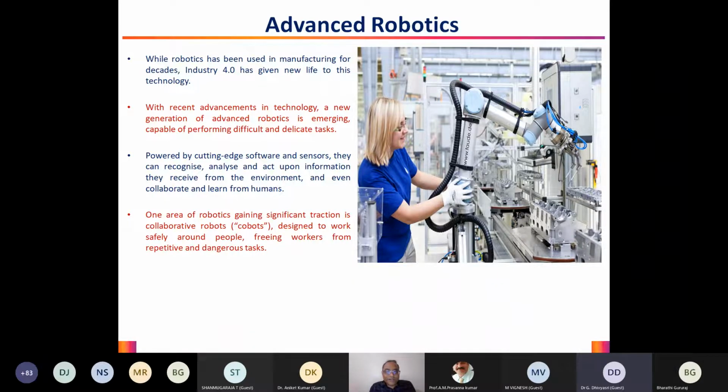Right. So with recent advancement in technology, a new generation of robots is emerging. They perform very complex and delicate tasks. They are also supported by cutting-edge technologies and sensors. They recognize, analyze, and act upon the information they receive. These robots are loaded with sensors, they keep on receiving data from the sensors, and as per the data, they are able to make some smart decisions. That way they will be able to collaborate with human beings.